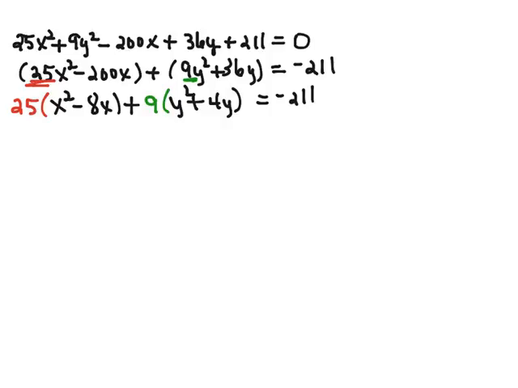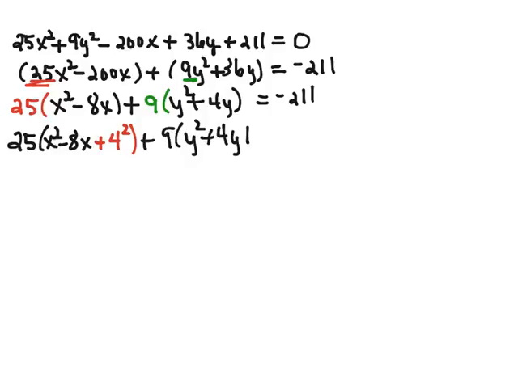And now we have it in the right format to complete the square. So 25 times x squared minus 8x. We're going to take half of 8, which is 4, and add 4 squared into our problem, plus 9 times y squared plus 4y plus half of 4 is 2. So we're going to add 2 squared into our problem, equals negative 211.